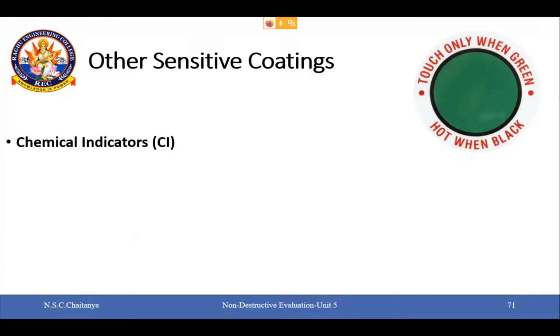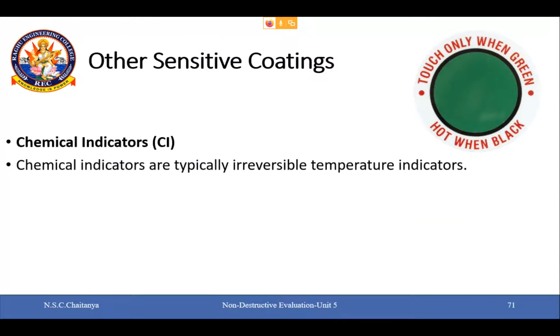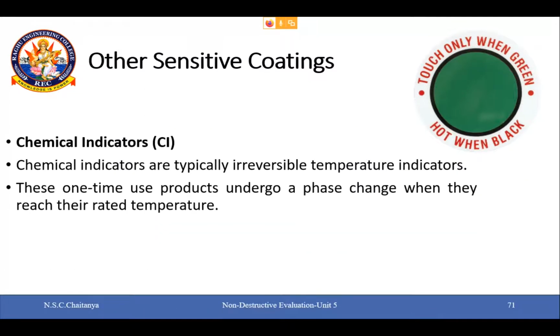Okay, we'll go to the written part of it. Whatever is written, we'll just read through. Chemical indicators are typically irreversible temperature indicators. That means they can only be used a single time. These one-time use products undergo a phase change when they reach their rated temperature. Suppose the rated temperature of this sticker is around 90 degrees centigrade. Then whenever the component reaches 90 degrees centigrade, the color change will happen.